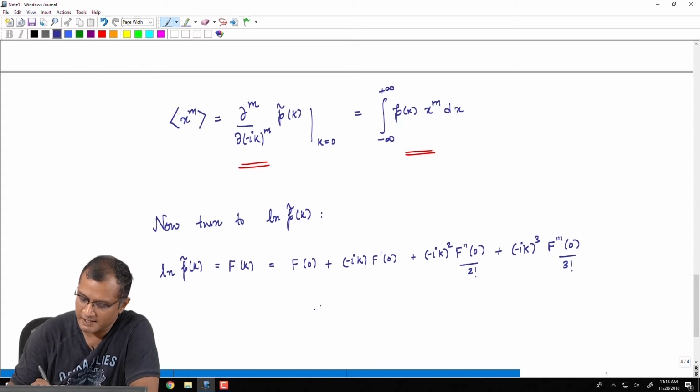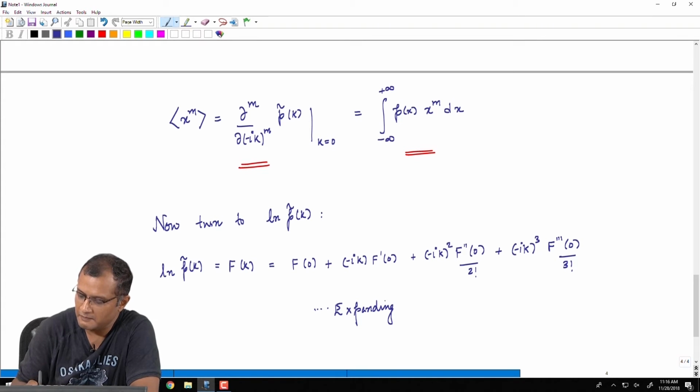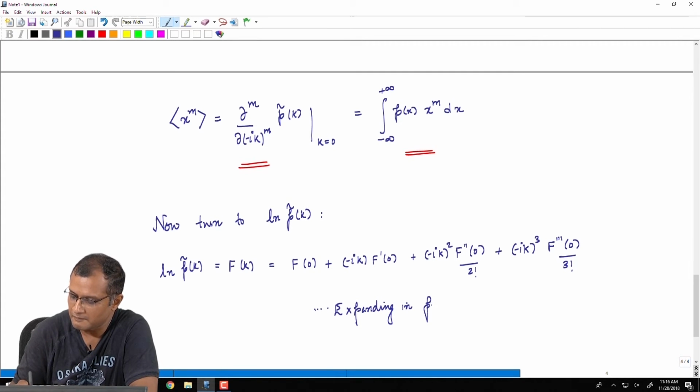So, the right hand side is basically expanding in powers of minus ik.